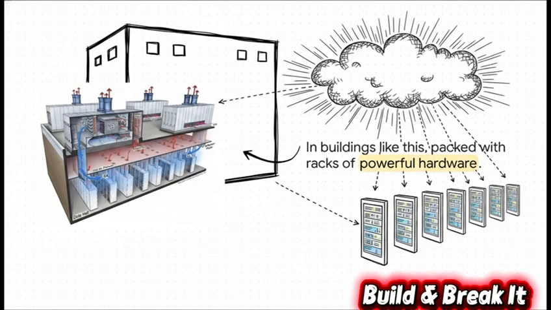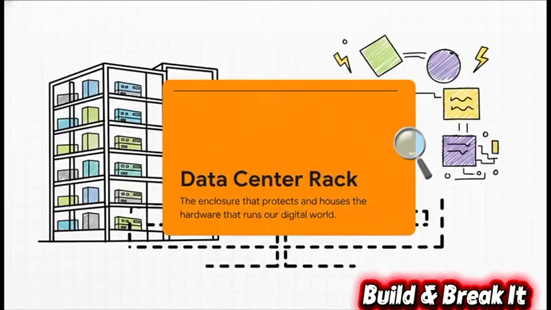And inside those buildings, you've got rows and rows of what we're here to talk about today. And this is a data center rack. The best way to think about it is like a high-tech cabinet or maybe a skeletal apartment building for the most important electronics on the entire planet. It is the basic unit that organizes and protects all the hardware that makes everything you do online actually happen.